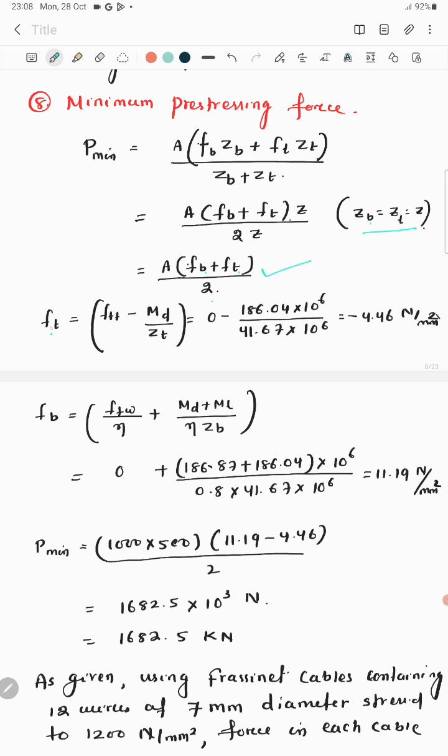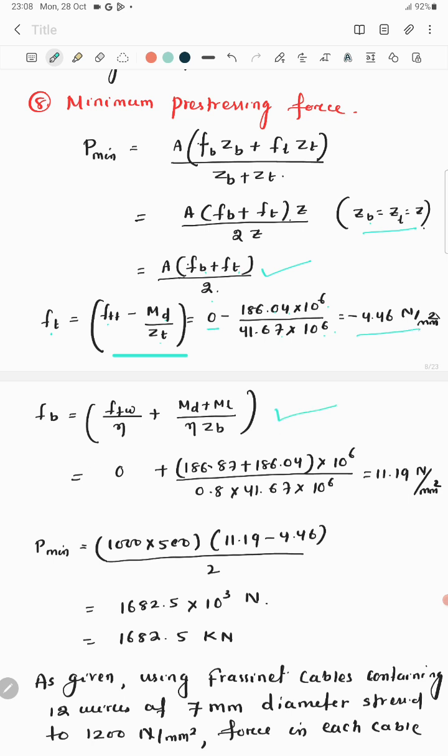So how to calculate FT? This is the expression to find out the FT value, FTT minus MD divided by ZT. As you know, the permissible tensile stress is equal to 0. MD value we have already calculated, 186.04 into 10 to the power 4 divided by ZT, the section modulus at the top, that is equal to the section modulus at the bottom. This is calculated as 41.67 into 10 to the power 6. The FT value we got is minus 4.46 Newton per mm square.